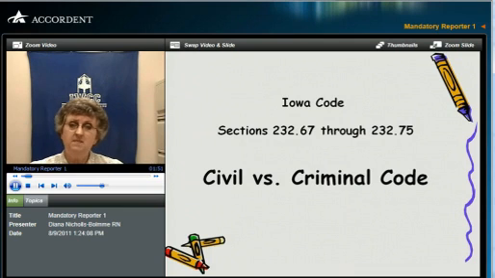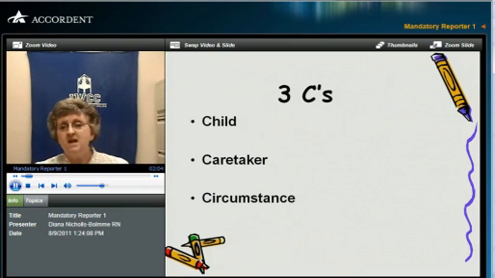And so there has to be a mechanism to get that from the civil side to the criminal side in order to press charges, etc. So it can be very complicated, and I'll try to point out some of the differences as we go along. In order to have a child abuse report, there has to be three pieces to the puzzle. You have to have a child, you have to have a caretaker, and you have to have a circumstance.